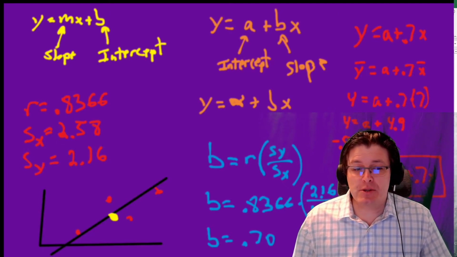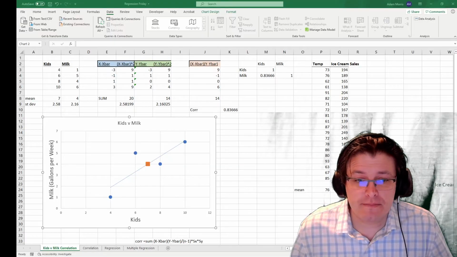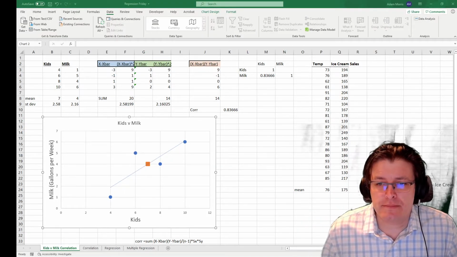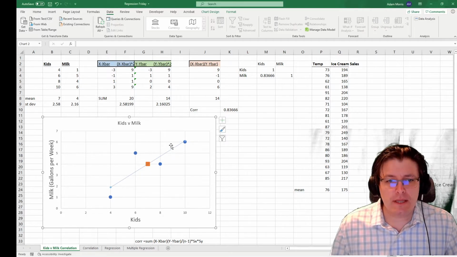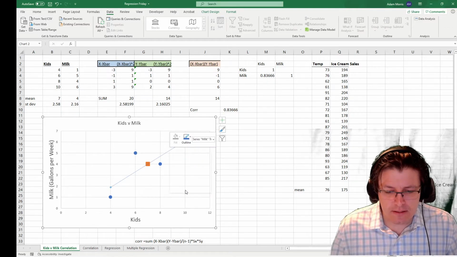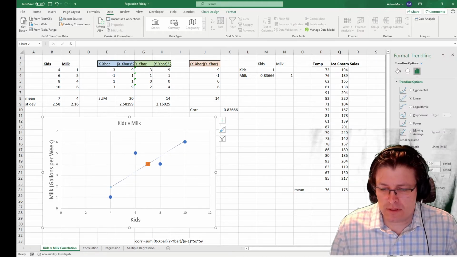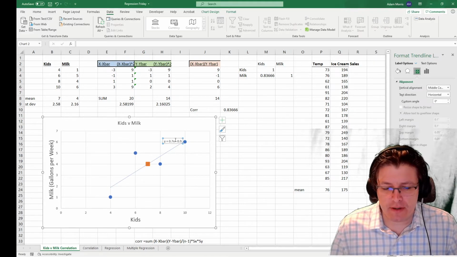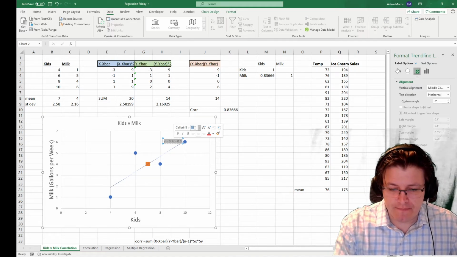Let's double check it. We're going to jump back to Excel here, and get out of the way a little bit. Let's see again what did we find in this equation. Again, plotting this, let's add in that line. And there we have it. Now they're going to write it a little different. Let me blow this up a little bit.